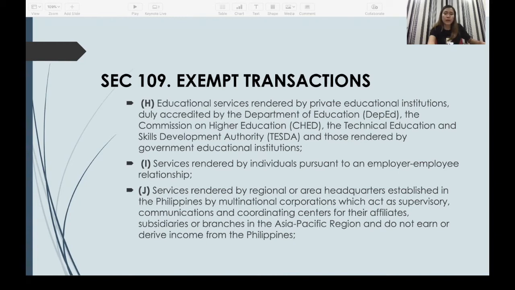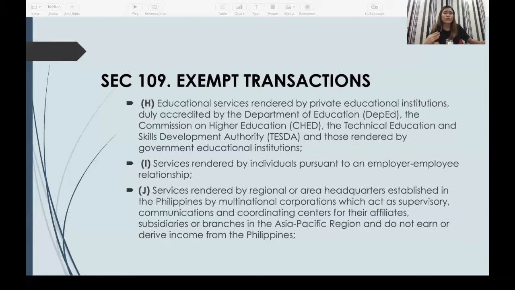J, services rendered by regional or area headquarters established in the Philippines by multinational corporations which acts as supervisory, communications and coordinating centers for their affiliates, subsidiaries, or branches in the Asia-Pacific region and do not earn or derive income from the Philippines. It involves two terms, regional headquarters and regional operating headquarters. Now, in this VAT exempt transaction, we will determine what kind of headquarters they are going to establish. If the multinational corporation will put up a regional headquarter purely for supervising, communicating and coordinating, and it does not derive any income, then VAT exempt siya.